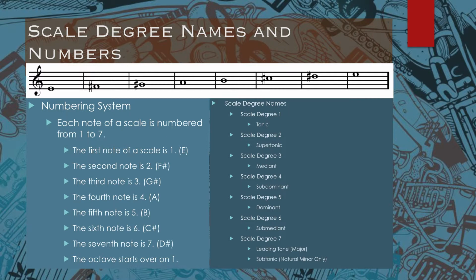So for now, just know the scale degrees in order are tonic, supertonic, mediant, subdominant, dominant, submediant, and leading tone. It's important to memorize the names for the scale degrees because we will use these quite often in music when you get into more advanced concepts beyond the scope of this course.